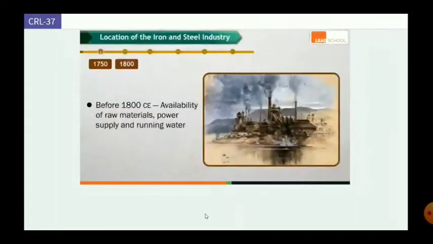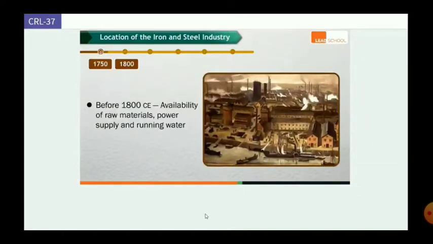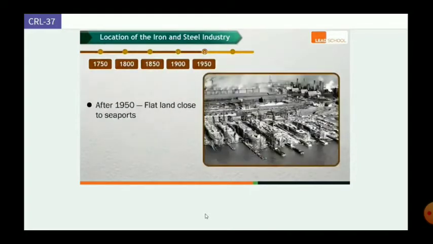Before 1800 CE, the iron and steel industry would be located where raw materials, power supply, and running water were easily available. This was mainly because iron ore and coal are bulky raw materials and transporting them would not be easy. As years passed, people chose to build these industries near coal fields and railway stations because it enabled easy transport. Then, around the 1950s, these industries were built on flat lands close to seaports because people needed to import iron ore from other countries.